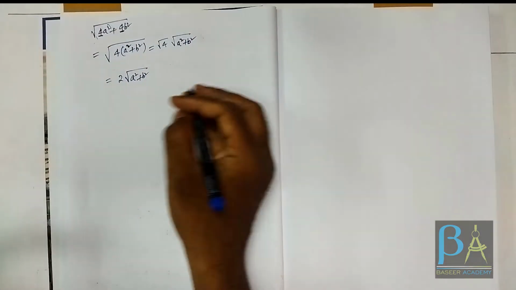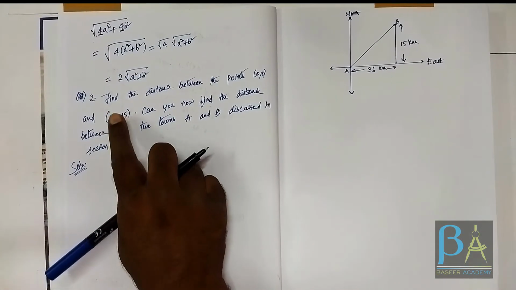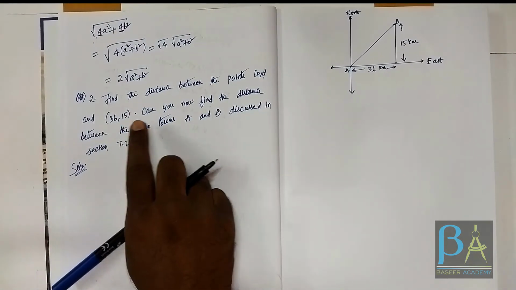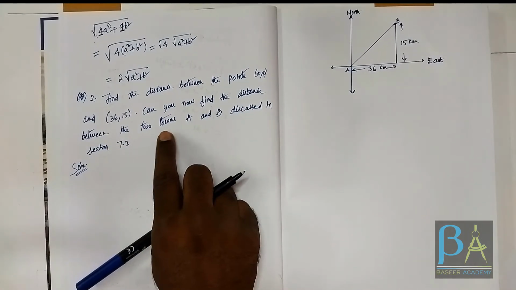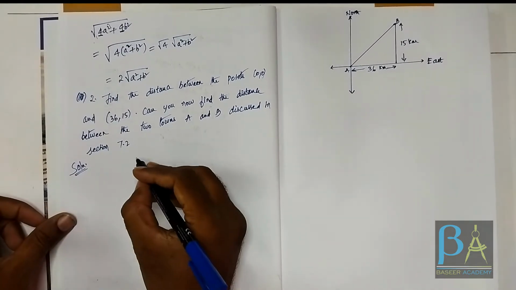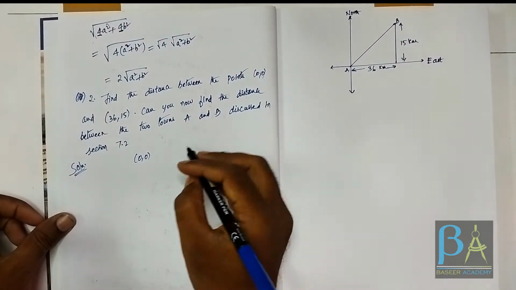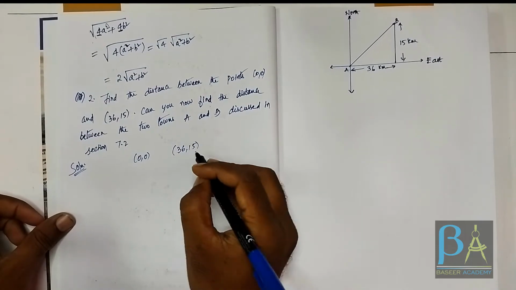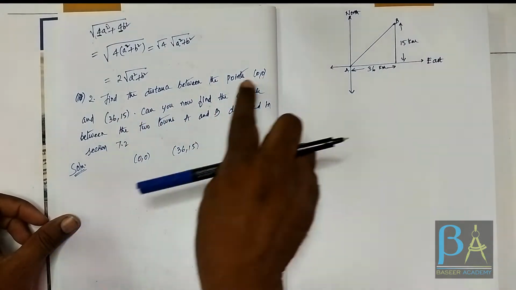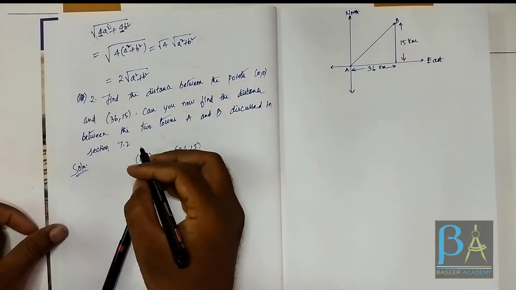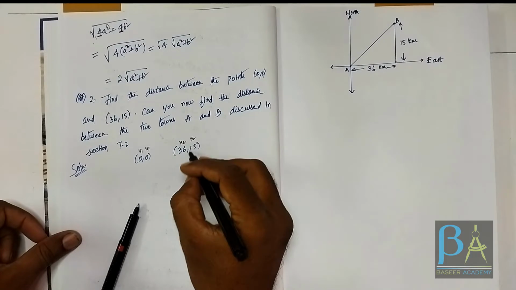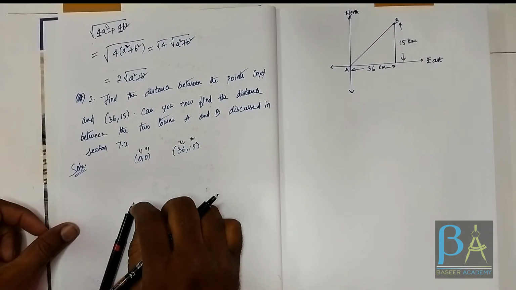Let us now move on to the second question. This is the second question. It says, find the distance between the points 0, 0 and 36, 15. Can you now find the distance between the two towns A and B discussed in section 7.2? Okay, so these are the 2 points that are given to us, 0, 0 and then 36, 15. So those are the 2 points that are given to us, and we are supposed to find the distance between these 2 points. As usual, you can take this as x1, y1 and take this as x2, y2 and find the distance between the 2 points by using the distance formula.